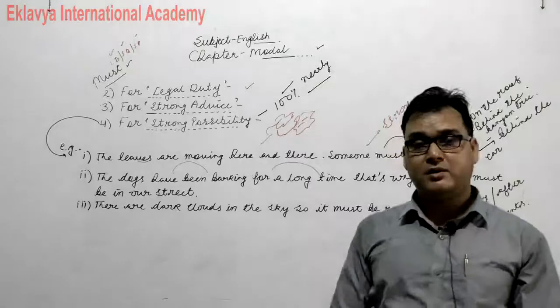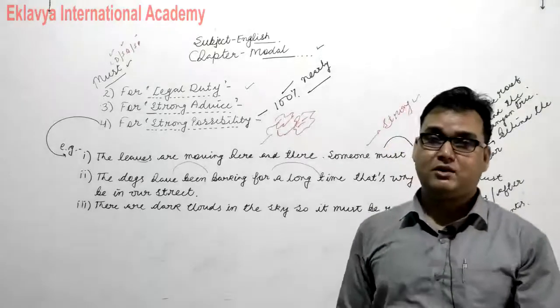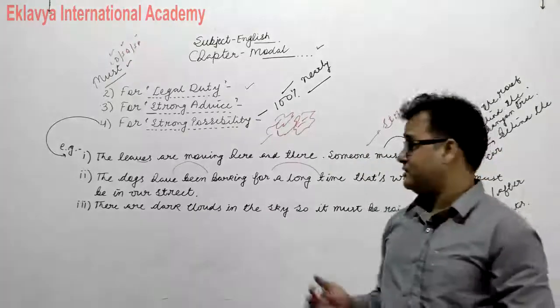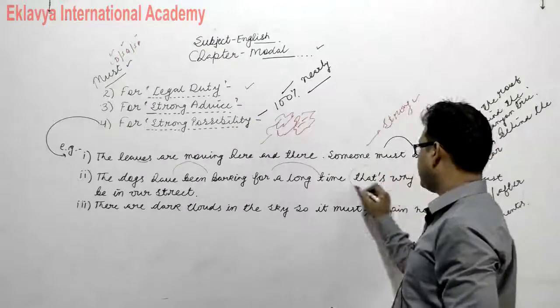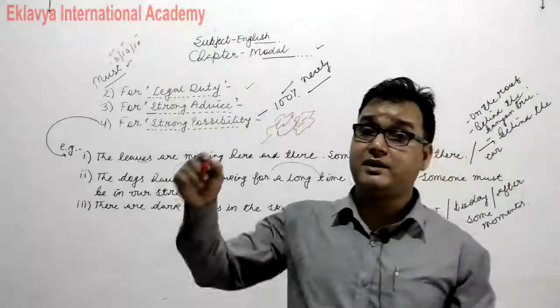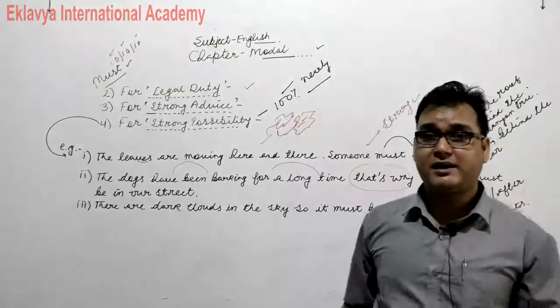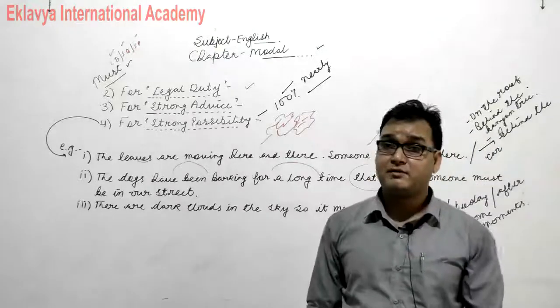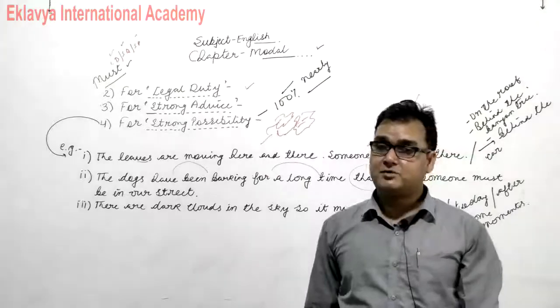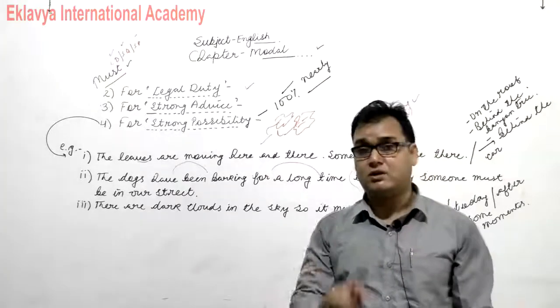The dogs have been barking. The dogs have been barking for a long time. That's why, we have a conjunction. That's why someone must be in our street. People generally say that the dogs have been barking for a long time, so someone must be in our street. That is, for this reason someone will definitely be in our street.